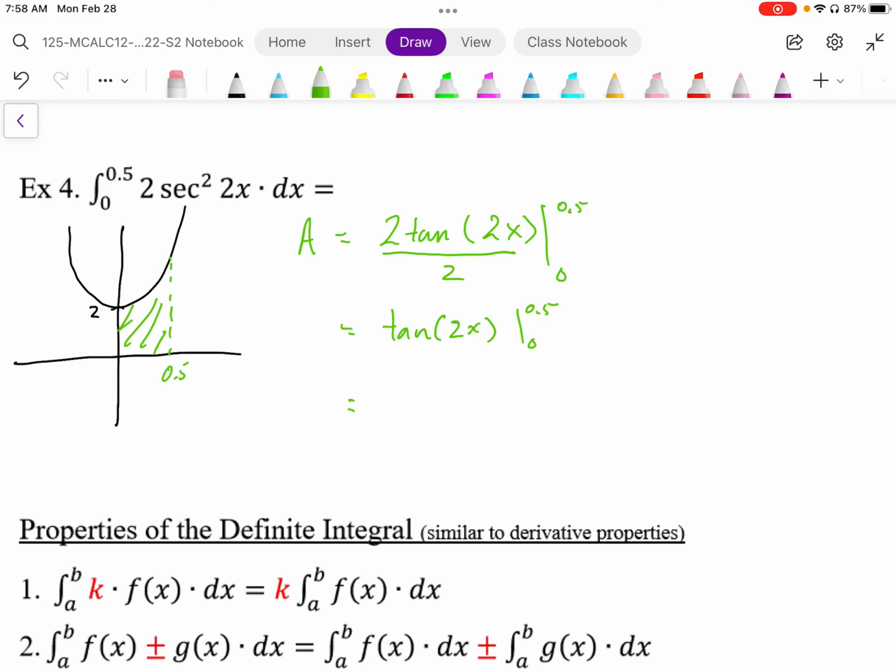So plugging that in, I get tan of 1 minus tan of 0. I can plug that into my calculator, and the tan of 0 is 0. So tan 1 is 1.557. So the area underneath that curve is 1.557 units squared.